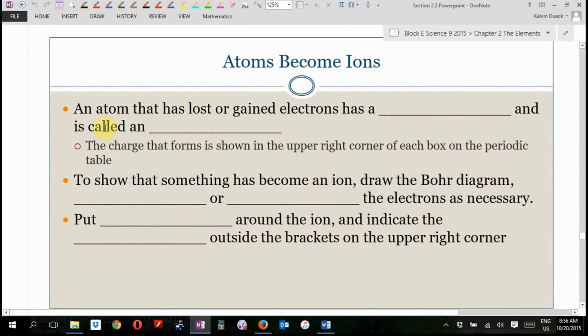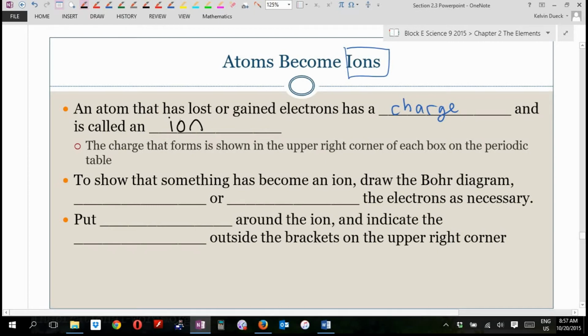So most atoms, the atoms on your periodic table as written, are neutral. They have the same number of protons and electrons. Neutral atoms, though, Brooke, don't do much, and they're not happy. They want to have a full valence shell, but for them to have a full valence shell, they either need to gain electrons or lose electrons. And when that happens, we say they are ions. So an atom that has lost or gained electrons has a charge and is called an, here's our word of the day, ion.